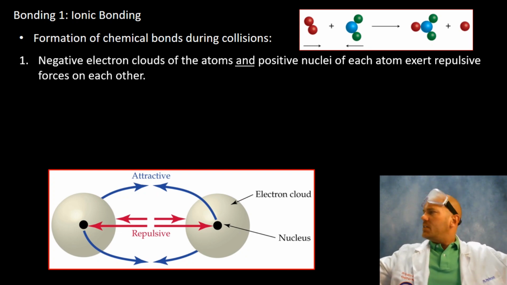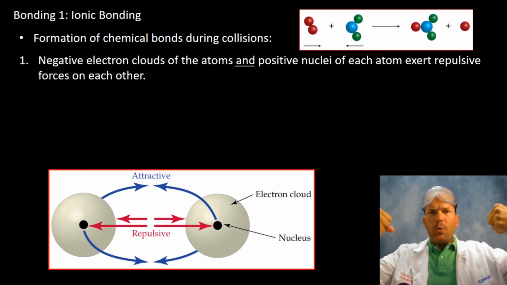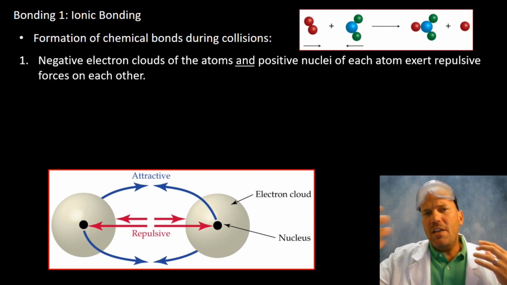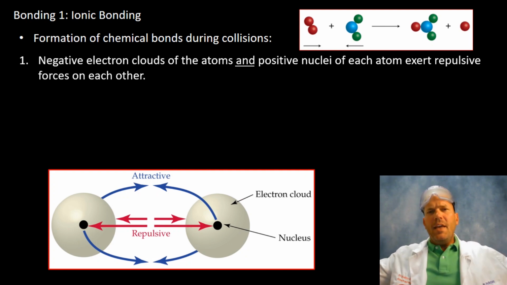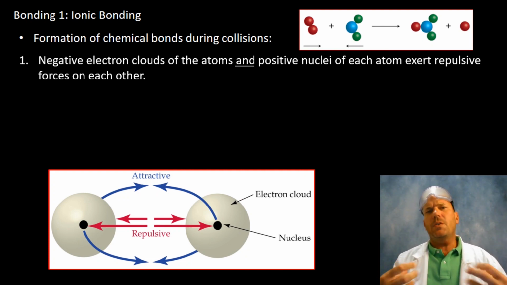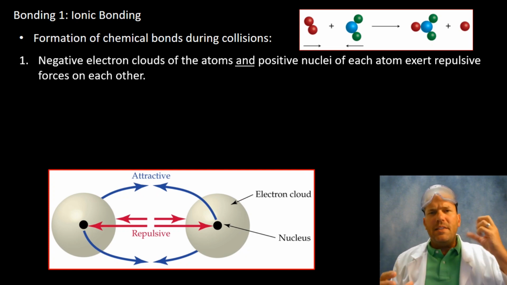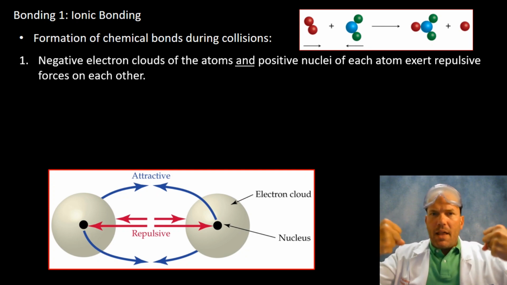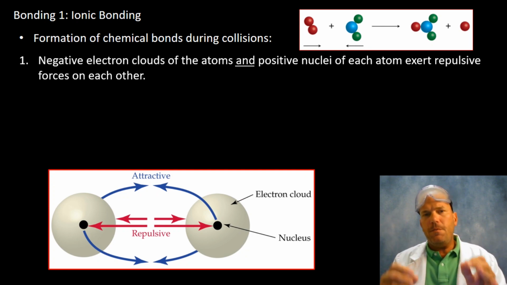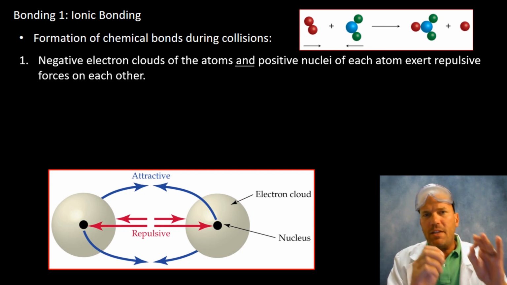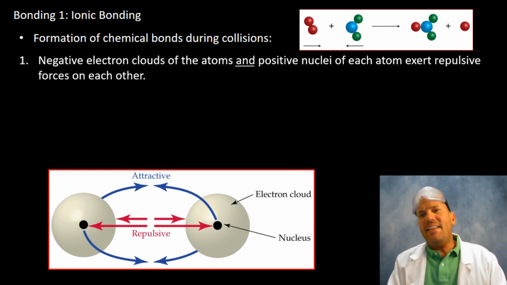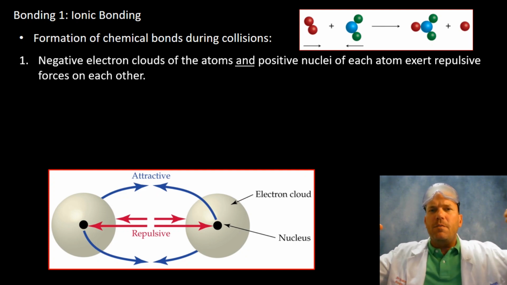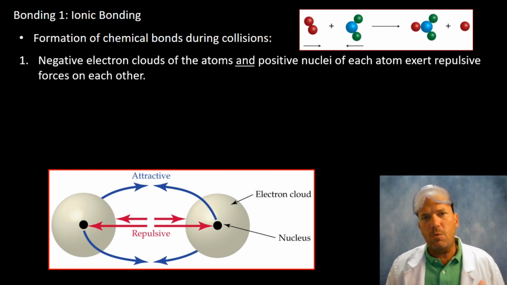So during the collision, as the atoms are approaching one another, they have kinetic energy, this energy of motion. As they get closer and closer, they reach a point where the electrons found in the outer shells are repelling one another. So there's a repulsive force as a result of electron-electron interactions, and there's a repulsive force as a result of the positive nuclei repelling one another as well.